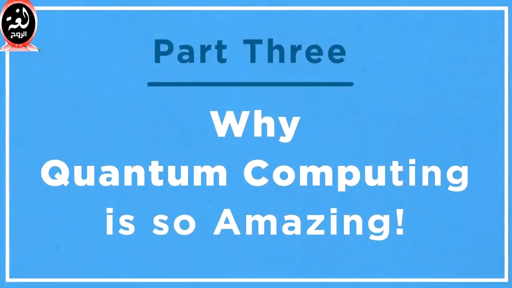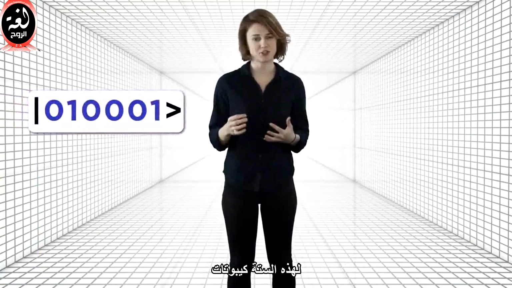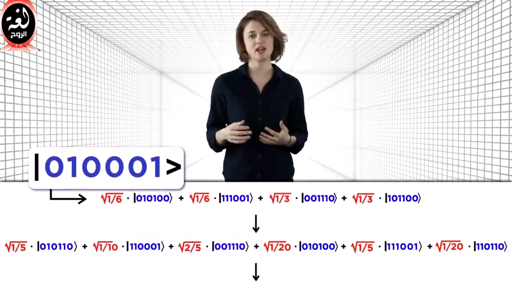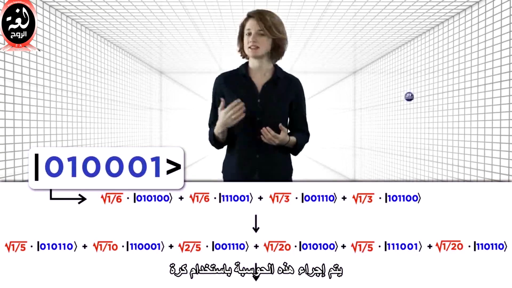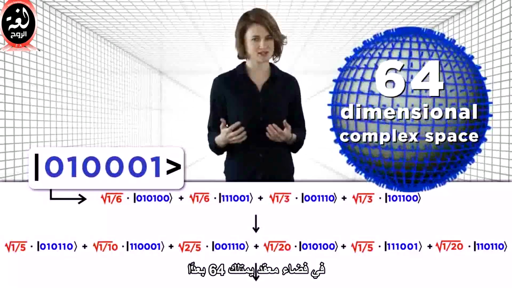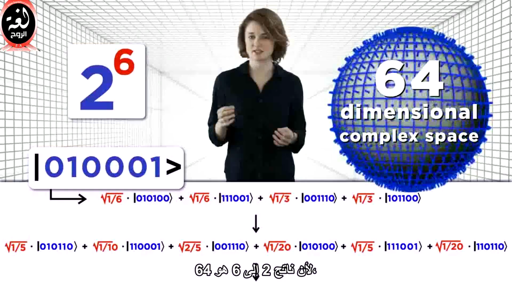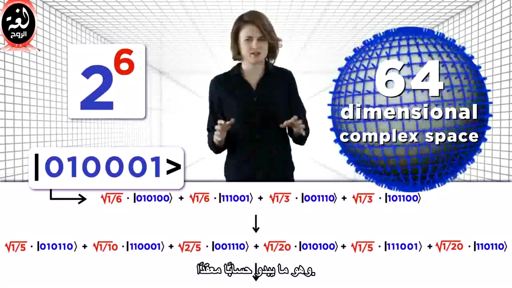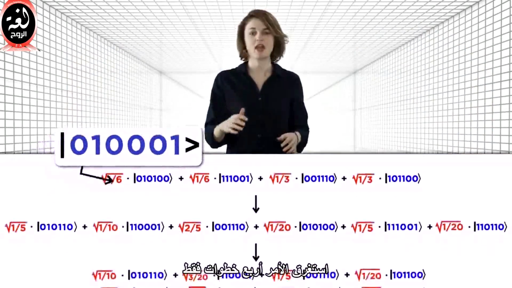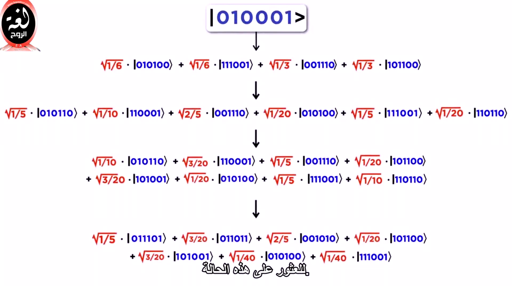Part 3, why quantum computing is so amazing. To answer that, let's look at the 6-qubit quantum computation. It's computing using a sphere in 64-dimensional complex space, because 2 to the 6 is 64, which sounds complicated. But here's the important part. It only took 4 steps to find this state.